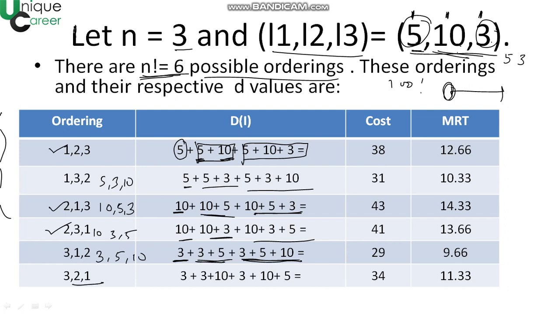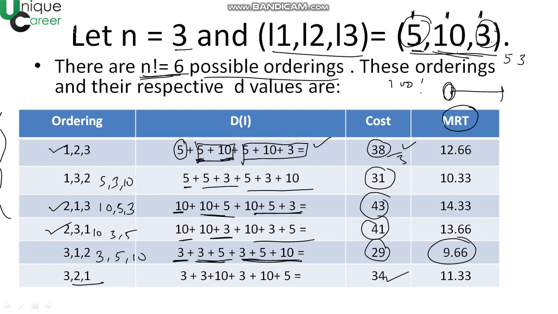Now if you see the cost of traversal, if you identify what this sum is, it comes to 38 over here. For this it comes to 31. For this it comes to 43. For this it comes to 41. For this it comes to 29. The last one is 34. So what we wanted to do is minimize the mean retrieval time. The mean retrieval time is this cost divided by n. Now n is 3 here, so it comes to be this one. Out of this, the optimum solution is 9.66.